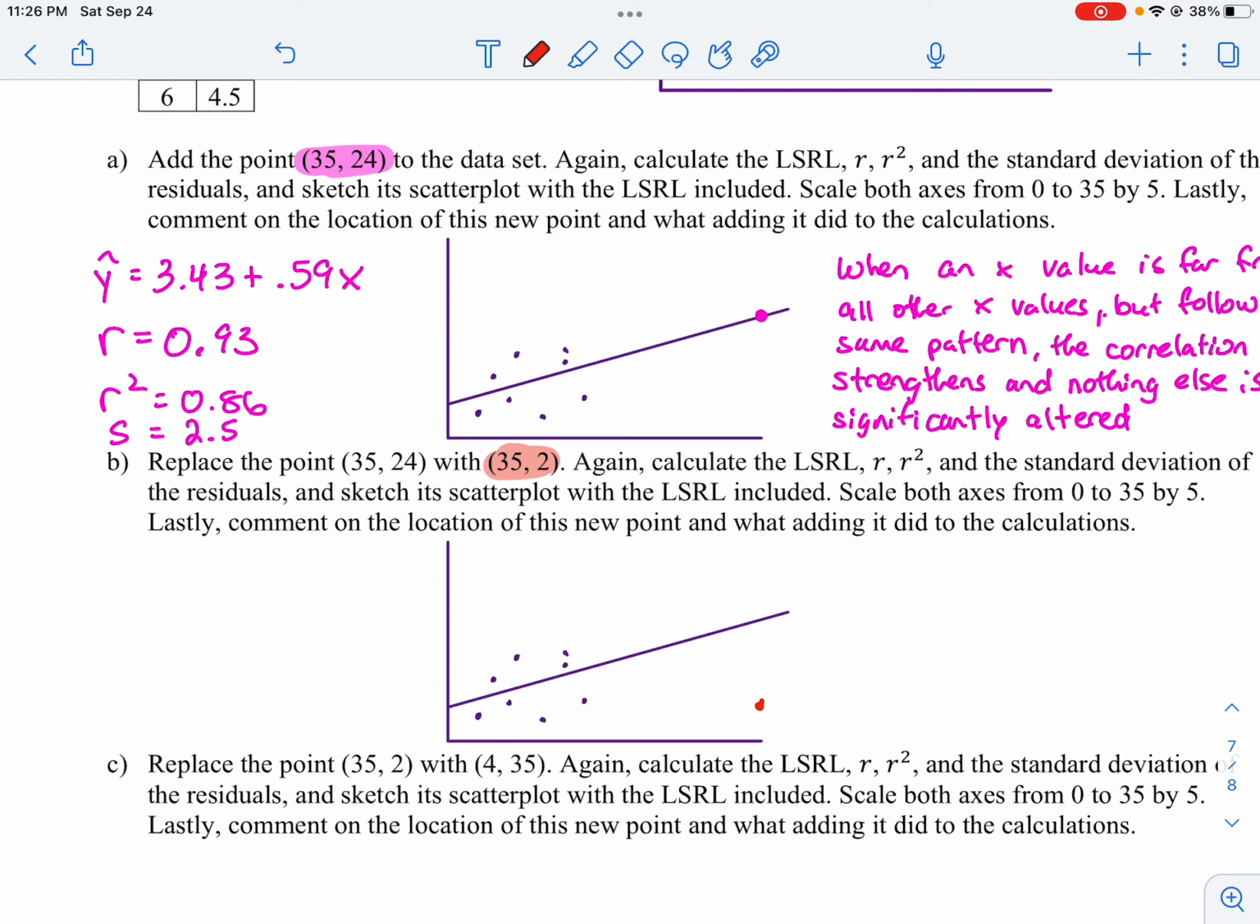So I want to know, how is this going to change? And maybe this is a good brainstorming activity. So this purple line was for the original data. So take a moment to think to yourself, what is this going to do to our equation? What's it going to do to our slope? What's it going to do to our y-intercept? What do you think is going to happen to our correlation? Thus, what's also going to happen to our r-squared? And what's going to happen to the standard deviation of the residuals? So let's find out.